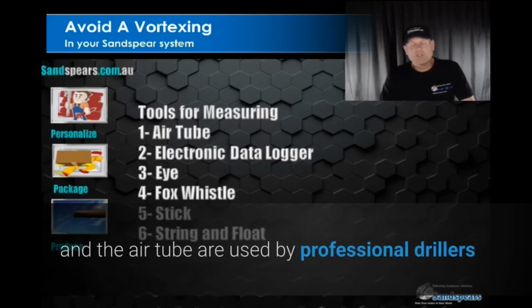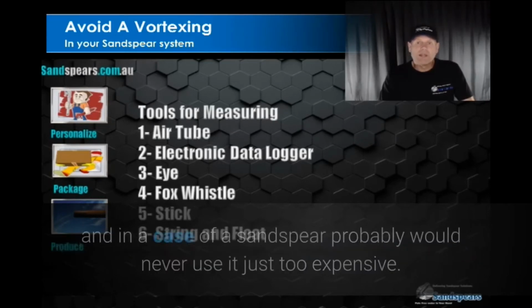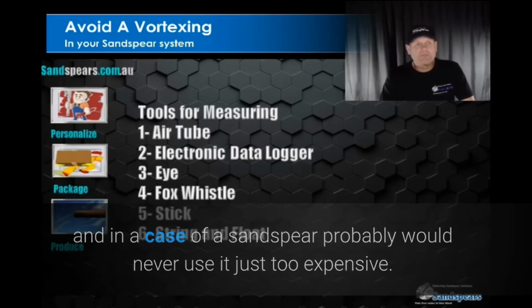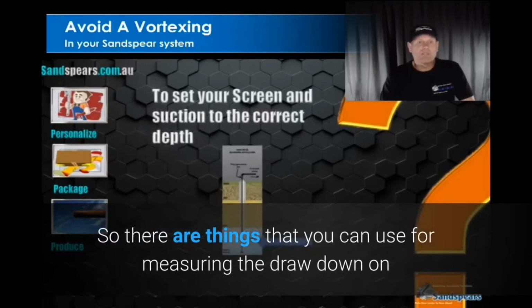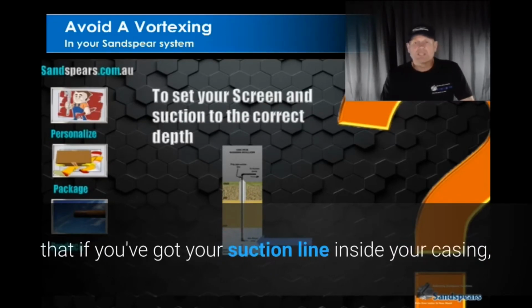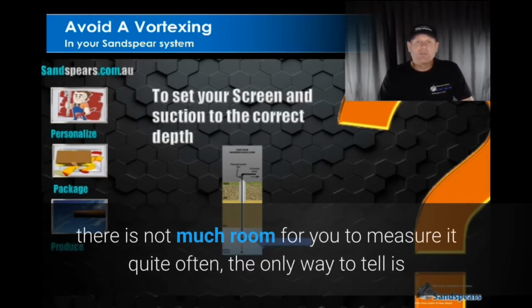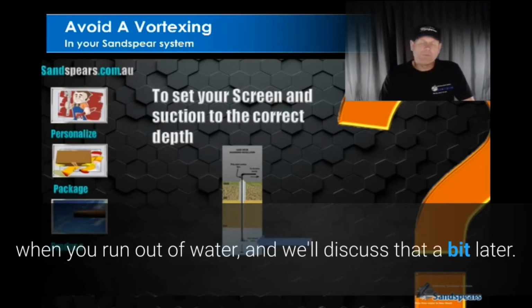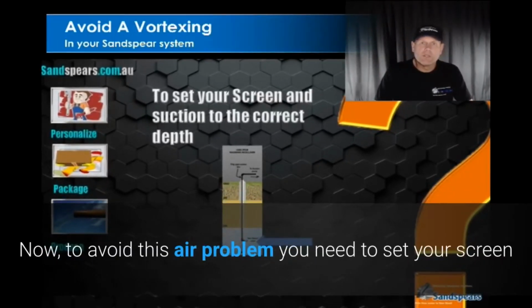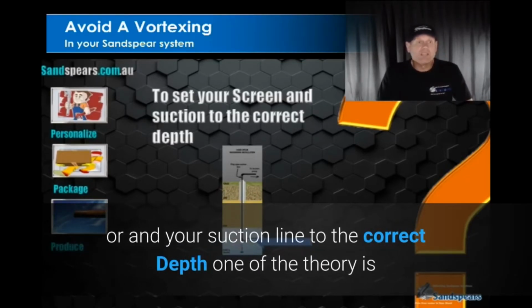Some of the electronics and the air tube are used by professional drillers, and in the case of a sandspear, you probably would never use them, just too expensive. So they're the things that you can use for measuring the drawdown. And of course, the other difficulty when you're measuring the drawdown is that if you've got your suction line inside your casing, there is not much room for you to measure it. Quite often, the only way to tell is when you run out of water. And we'll discuss that a little bit later. Now, to avoid this air problem, you need to set your screen and your suction line to the correct depth.